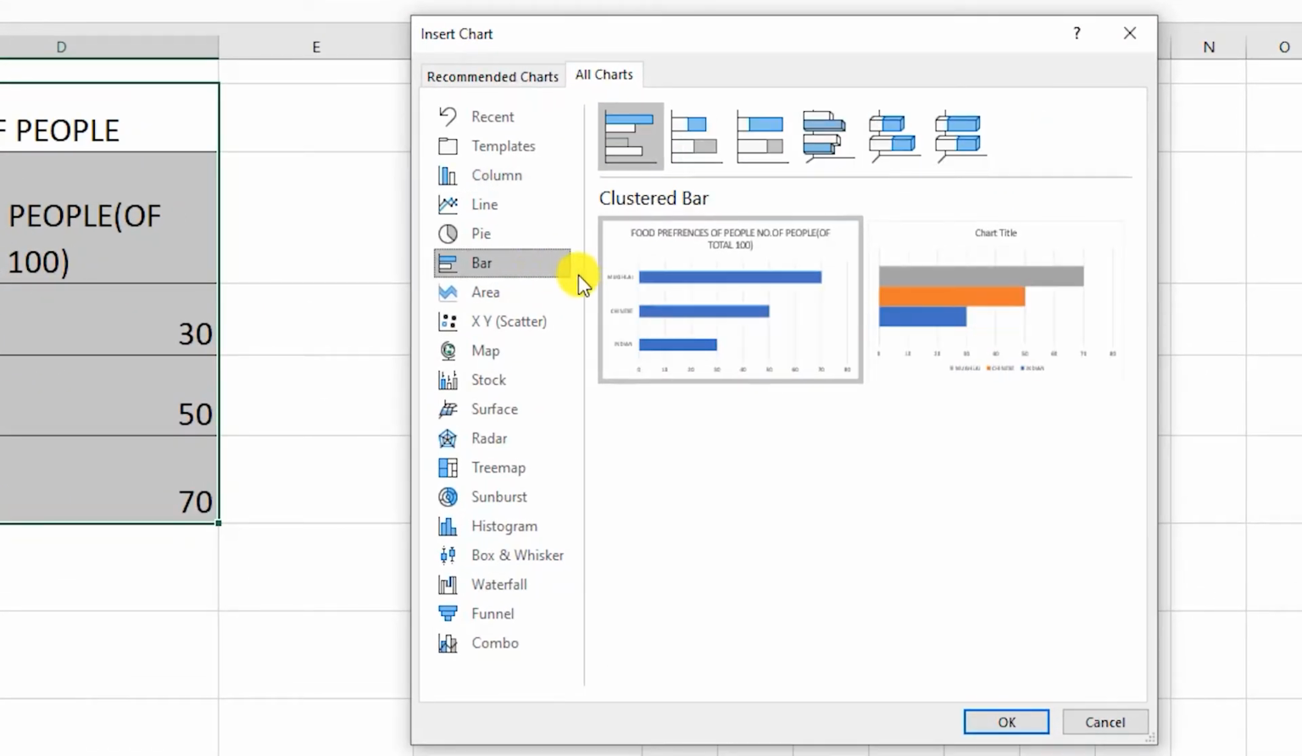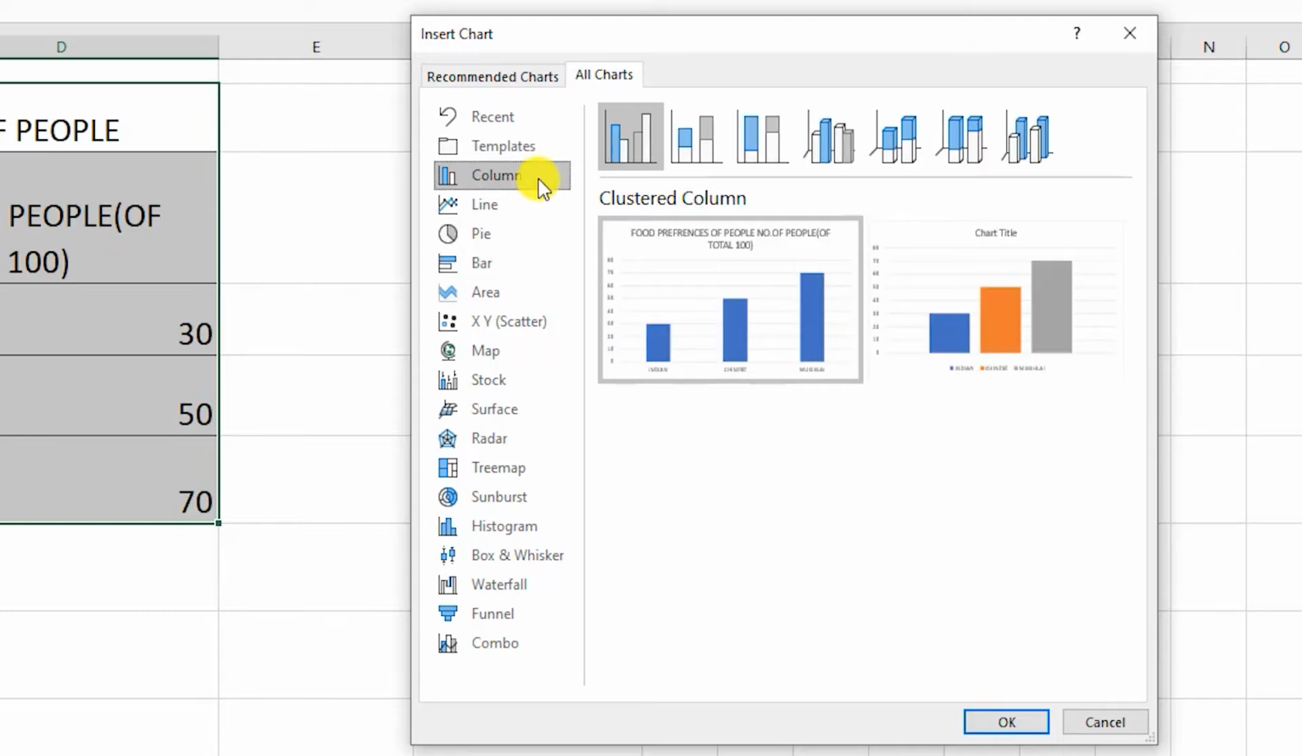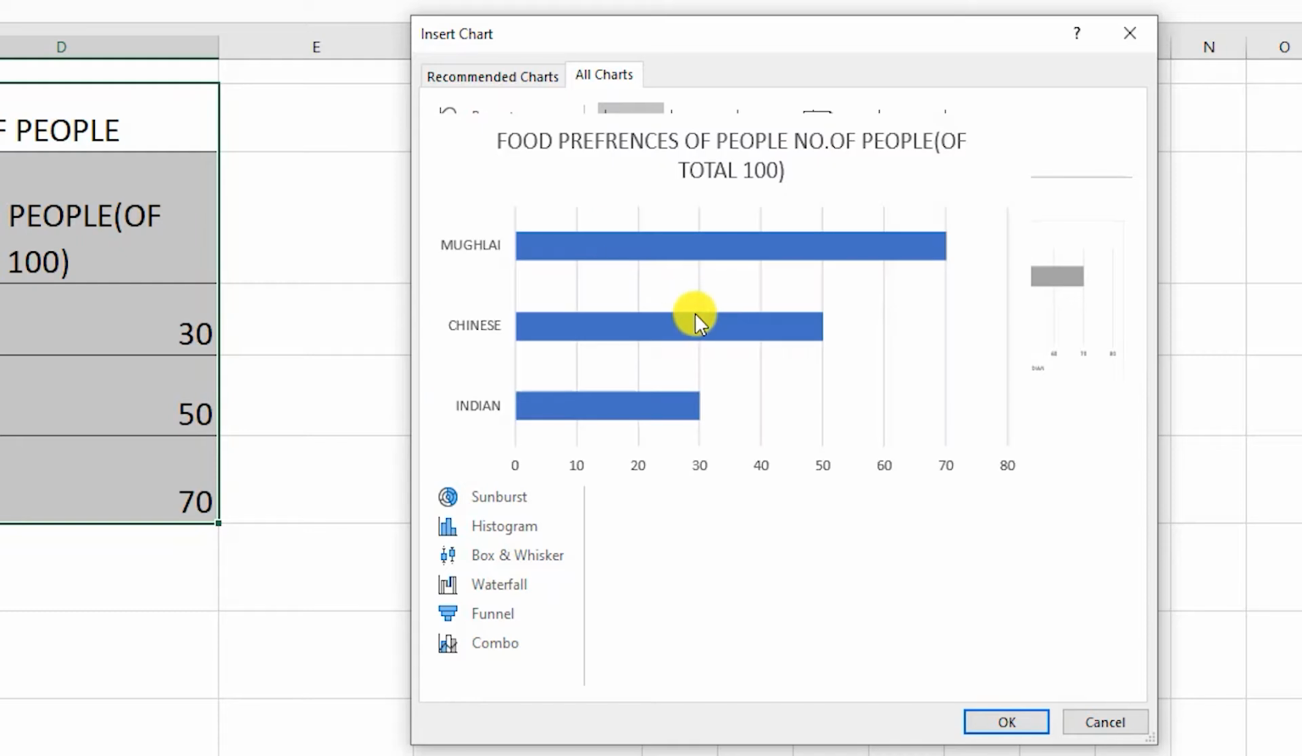Now, what is a bar chart? A bar chart is exactly like a column chart. This is a column chart and this is a bar chart. It is exactly the same, but here the bars are all made horizontally in place of being made vertically. Means all the bars are sleeping bars. You can call it that way.